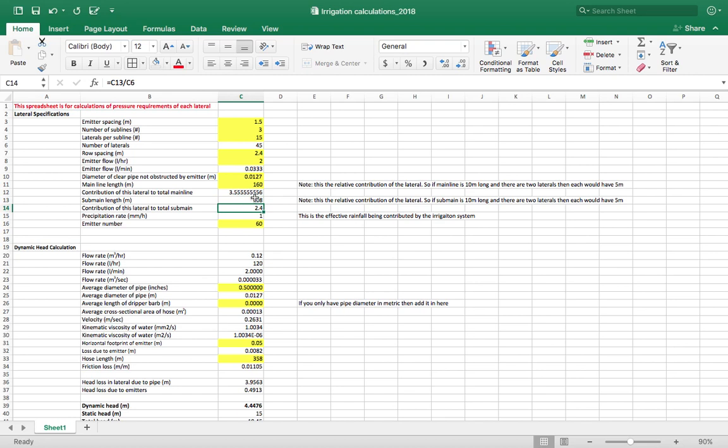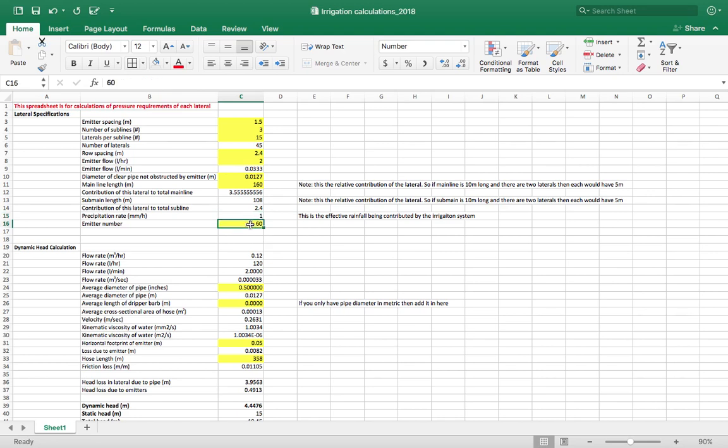So again, what's the contribution of this lateral to total submain? 2.4 meters per subline. Should be subline. Some people call them submains. Actually, based on the emitter flow, we can calculate what that is in effective rainfall. So effectively, we're applying 1 mil of rain per hour.